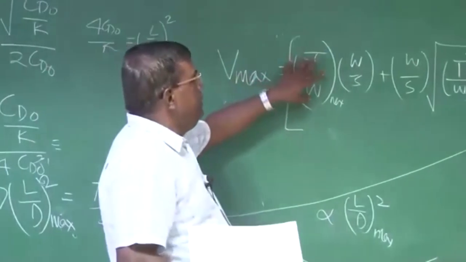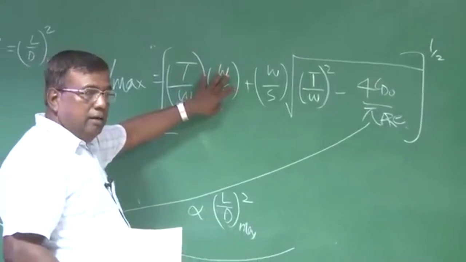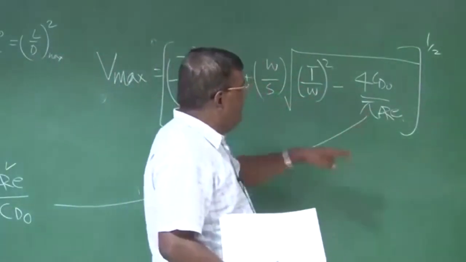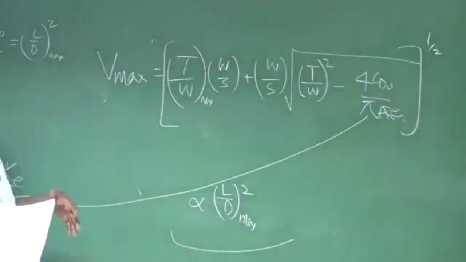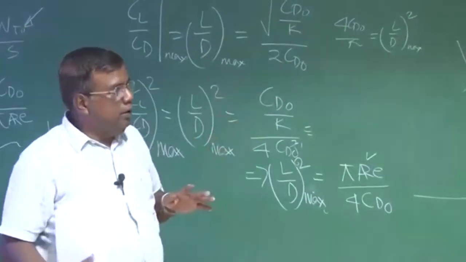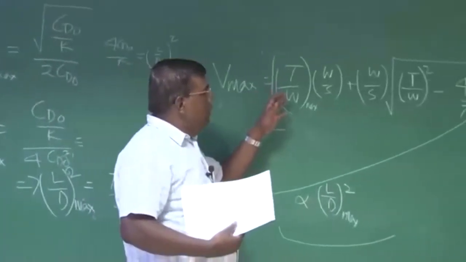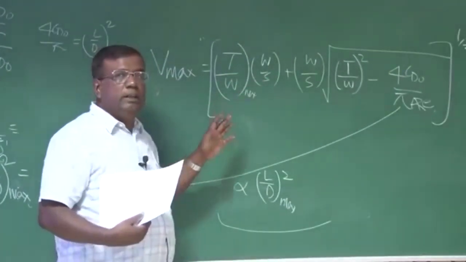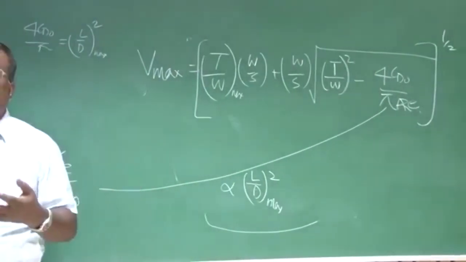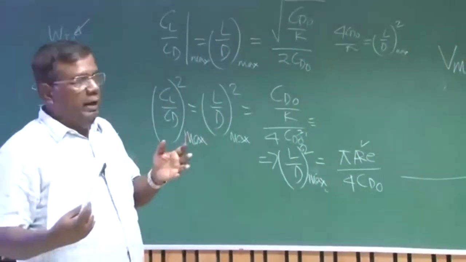Yes, for V max I need T by W as large as possible, W by S as large as possible, so wing as small as possible, and also I want L by D max to be as high as possible. Analytically it looks very, very nice, but to achieve a configuration which will satisfy all these three things to your desire may not always be possible, and that is where a designer has to play an important role, how he optimizes this.